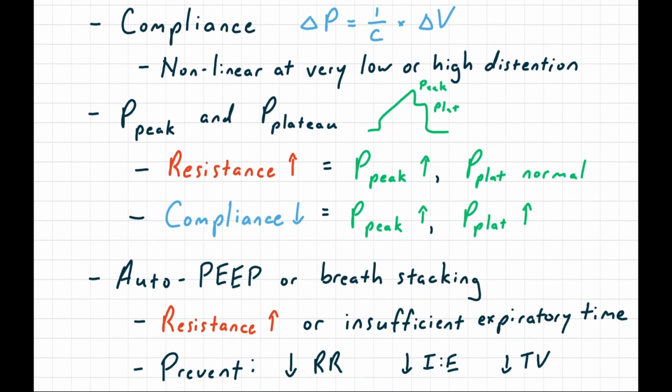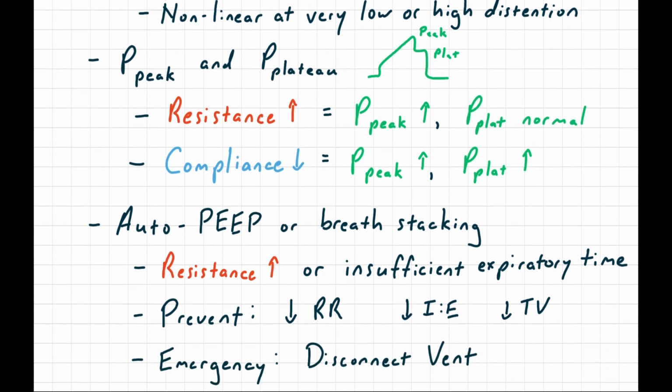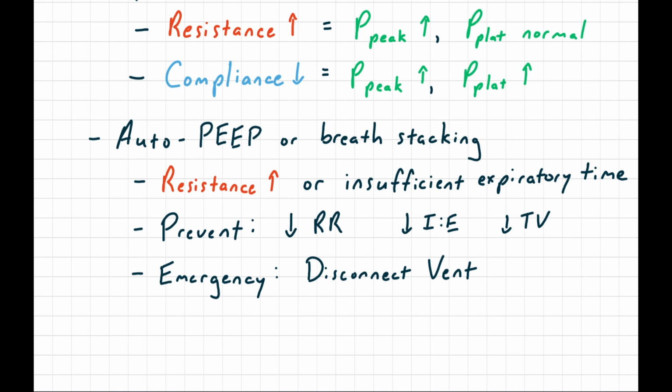And finally, we talked about auto-PEEP or breath stacking, which is a complication of mechanical ventilation. Fundamentally, this is caused by insufficient expiratory time, either because the time itself is too short or because expiration is too slow due to an increase in resistance. We try to prevent this by having lower respiratory rates, lower I to E ratios, and lower tidal volumes. And if auto-PEEP does happen, it can lead to hemodynamic compromise, which can be acutely resolved in an emergency by disconnecting the ventilator circuit.